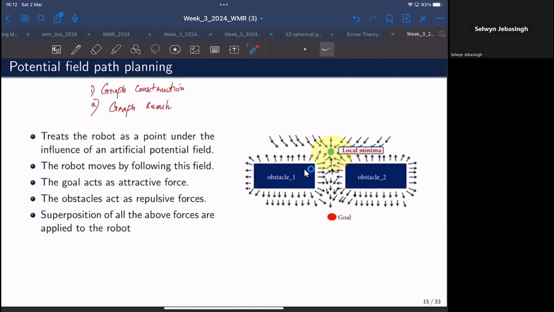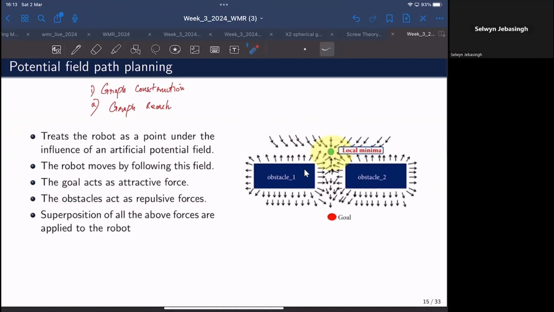There are multiple ways that you could model this. In essence, the robot moves by following this field. For example, if you put a stone or a paper on a flowing river, you know how it will be carried along, as per how the flow is going. So the robot moves by following this field. The goal acts as an attractive force, and the obstacles act as a repulsive force.